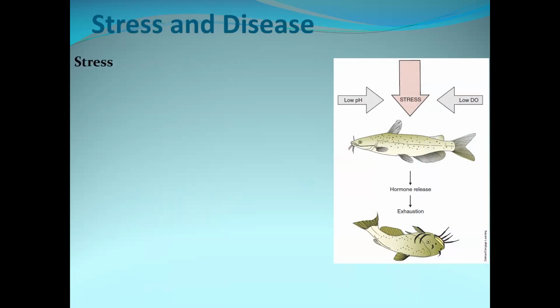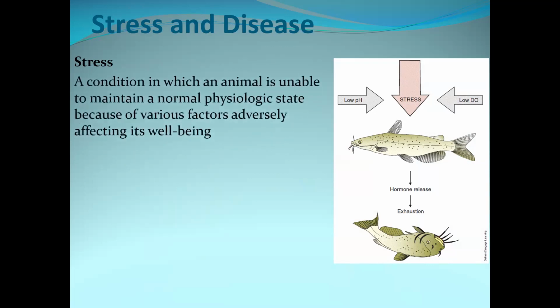So stress and disease. Like I said before, disease will take hold on the aquatic organism in most instances when the animal is stressed, right? So basically stress is a condition in which an animal is unable to maintain a normal physiologic state because of various factors adversely affecting its well-being.